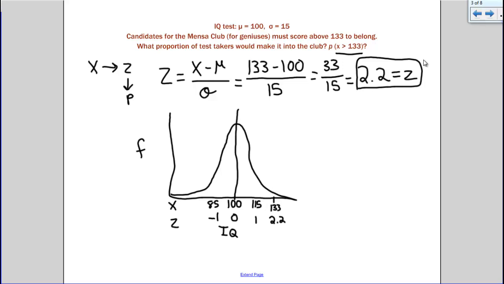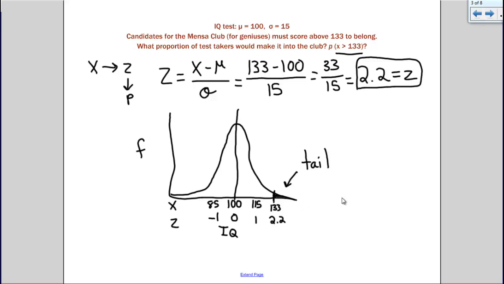Now I want to find out what proportion of test takers would make it into the club because they have an IQ score greater than 133. So I'm looking for these select few geniuses. And this is pretty clearly a tail. Now, even if you were looking for the proportion of scores greater than 101, 101 would be right here, and you'd shade this in, that would still be a tail because it's technically the smaller portion of the graph, although it's not much smaller than the rest of it. It's still a tail. But this one, it's pretty clear that we're looking at a tail.